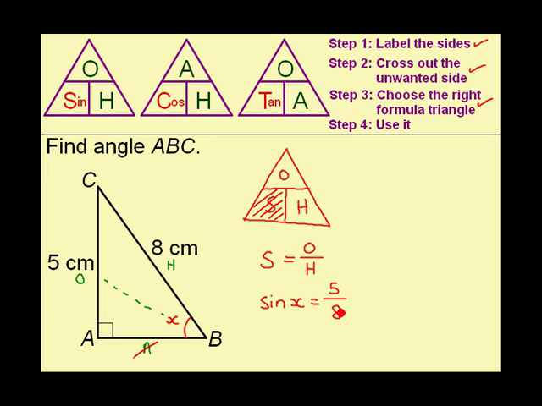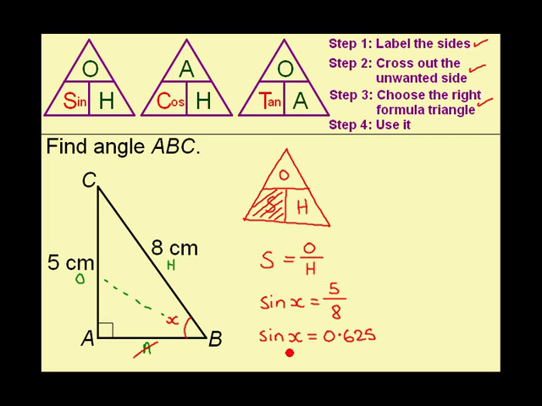Now we can do 5 divided by 8 in our calculator, and this will give us sine X, and that's 0.625. Now you might be tempted to stop here, but think about what you've done. We're looking for this angle here, and at the moment we have 0.625. There's no way that this angle can be less than 1 degree. Also, we've still got the sine bit here. So we need to get rid of this, and this is the big difference when you're finding an angle.